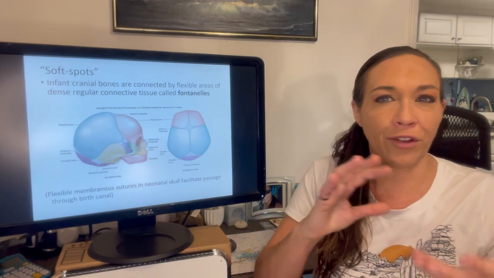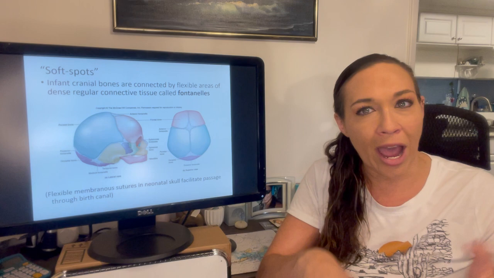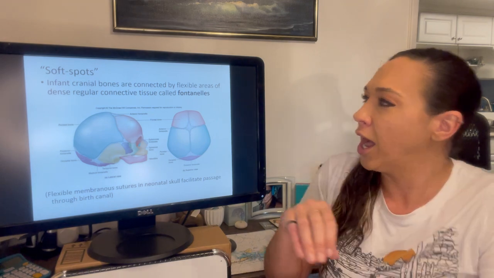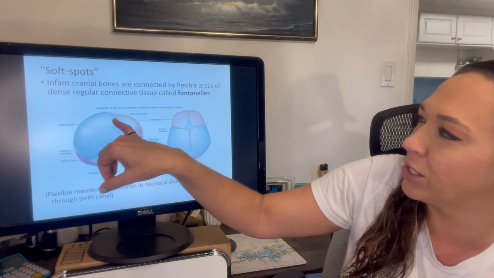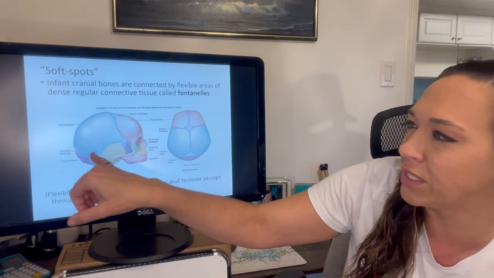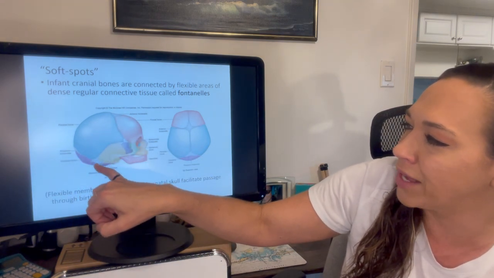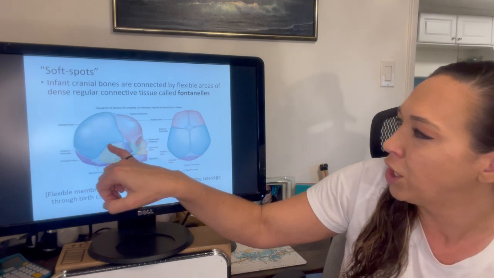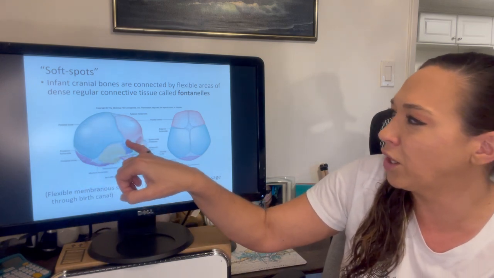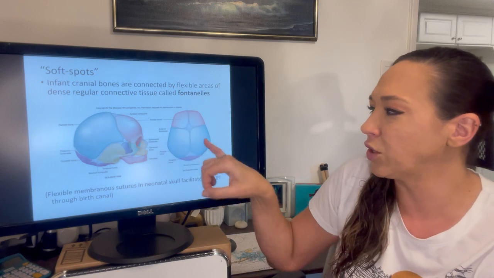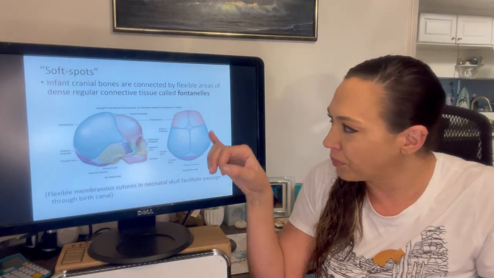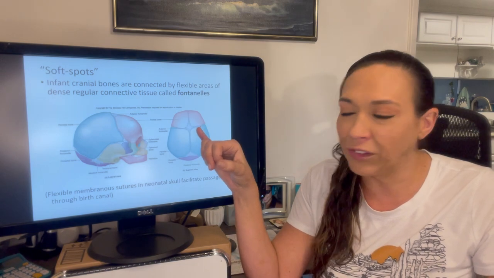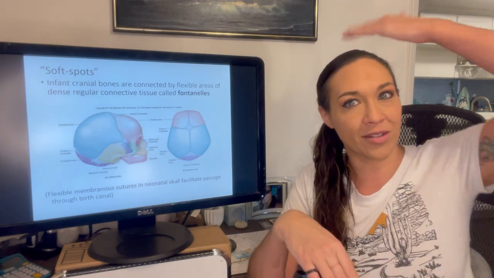So these are, again, flexible membranes that allow us to pass through the birth canal. You can see them enlarged right here. This is the anterior fontanelle, this is the posterior fontanelle. You've got your mastoid fontanelle and your sphenoidal fontanelle all throughout here. You can see the anterior and posterior a bit better on the superior view. Again, these are soft, flexible areas, which is why babies have that soft spot on their head.